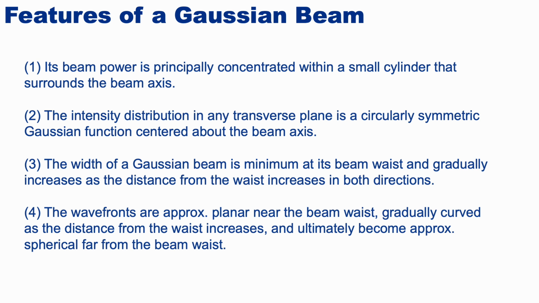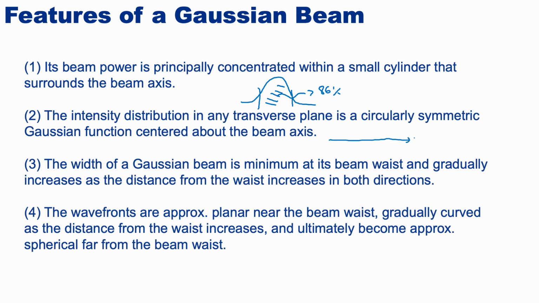So we know that its beam power is principally concentrated in a small cylinder around the optical axis. So I like to represent the Gaussian beam like a Gaussian function. And we know that within the center, that's where we concentrate the amount of the power, and it's always around the 86%. So let's say that we are propagating a Gaussian beam.